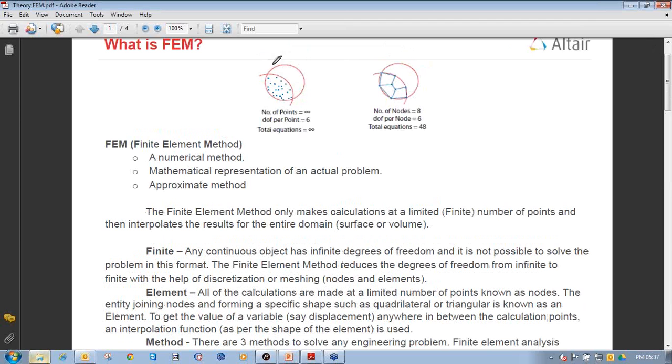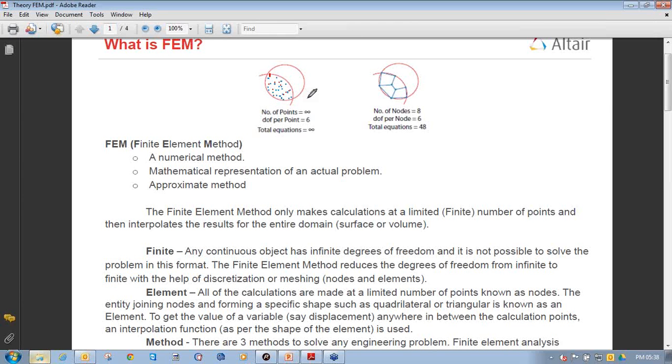If we consider this circular object, it will have infinite points on which we can find the calculations. For example, let's suppose we want to find the displacement. So we can find the displacement values for all these points. So there are a total number of infinite points for a single circular object. If we consider 6 degrees of freedom per point, the total number of equations generated is infinite. So it is next to impossible to calculate this many equations.